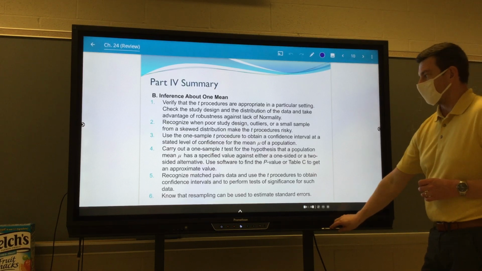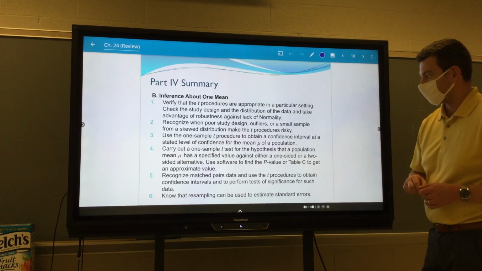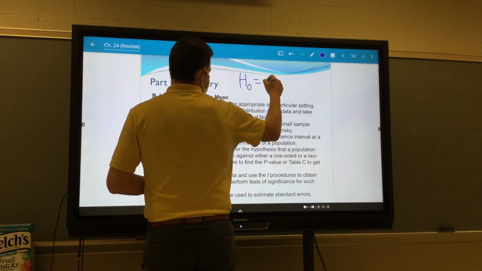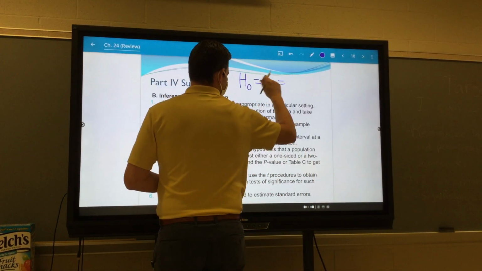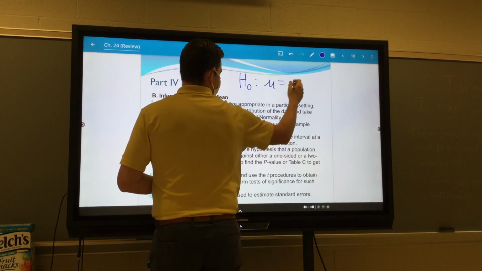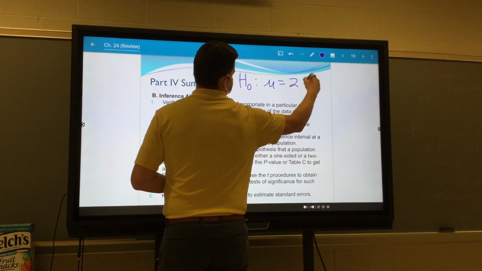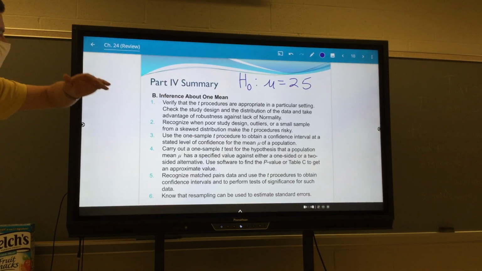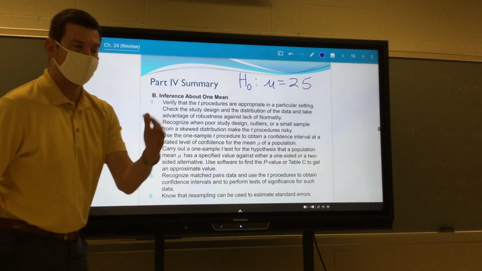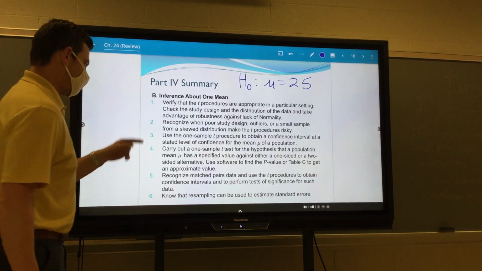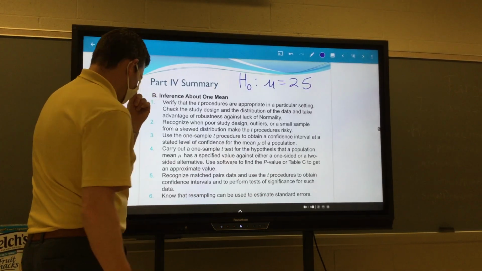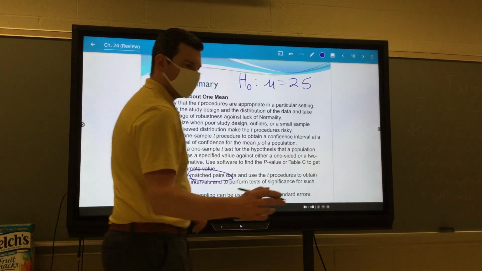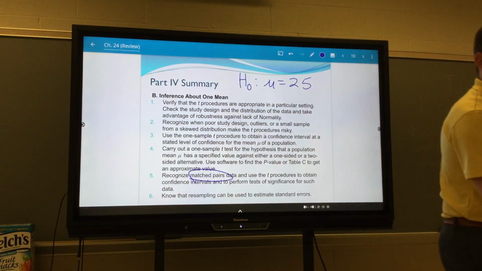The inference for a single mean. Again, our null hypothesis here is that we have some value. I had said 25 for some reason there. 25 is our anticipated average. One of the things that we'll be looking at with these t-tests is that possibility of a paired t-test.